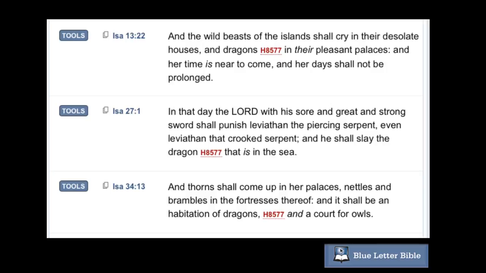So not only does God define this, Isaiah 27 verse 1 is actually probably the best definition of the word Tanim. Tanim is mentioned as being the same as Leviathan, the same as a piercing serpent, and the same as a crooked serpent. It's a dragon. Leviathan is the dragon, which was created on the fifth day.